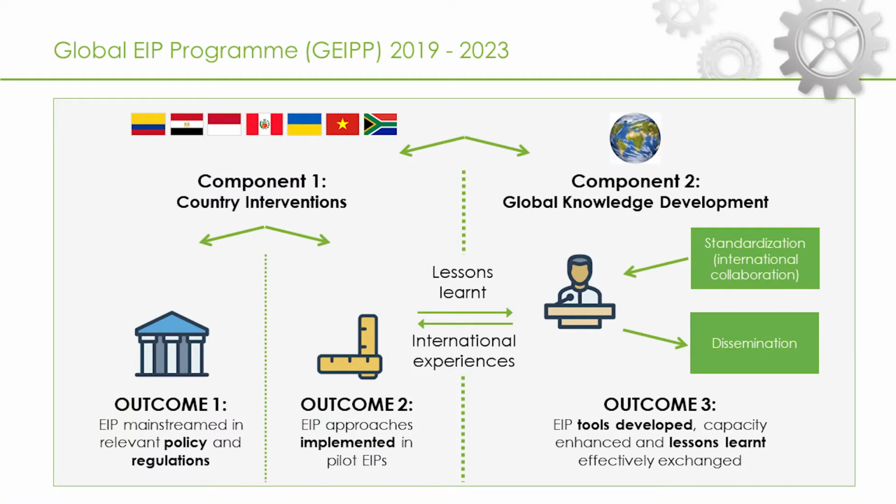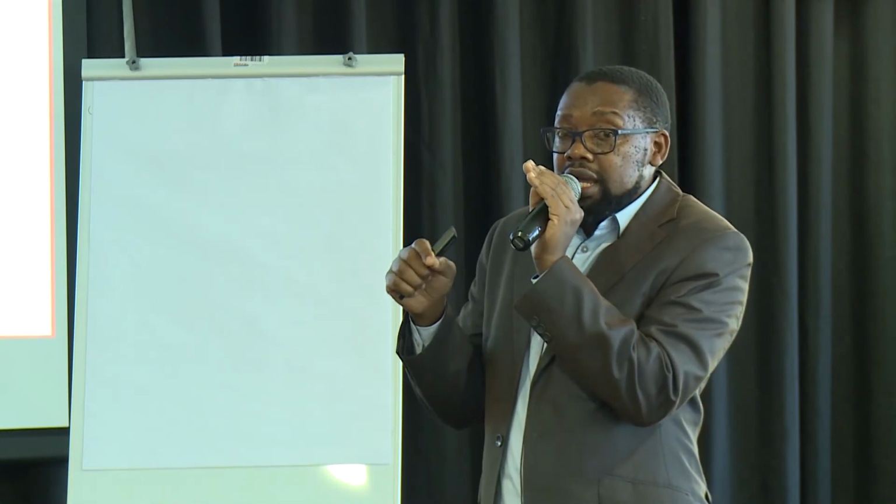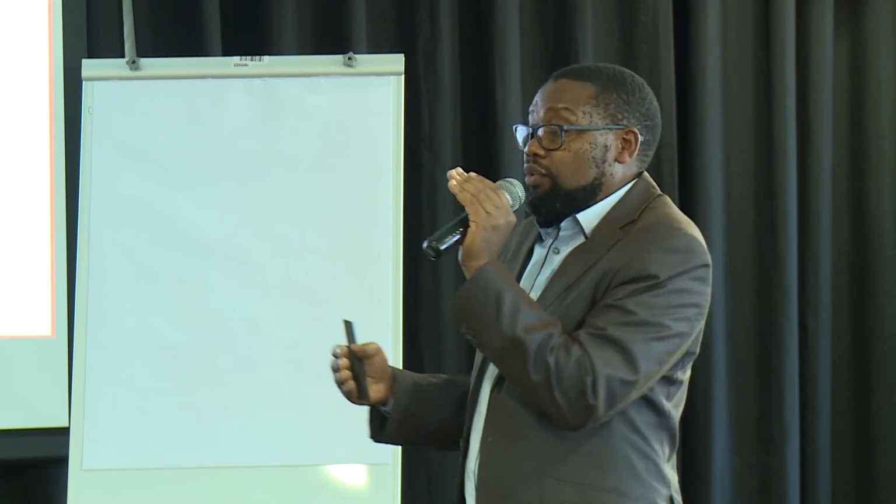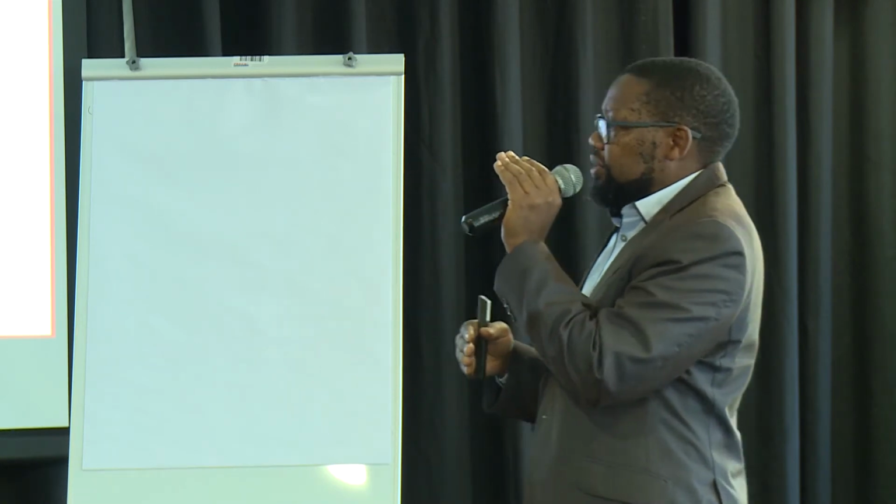Component number 1 looks at country-level intervention, and it has 2 outcomes. One is to ensure that EIP approaches are mainstreamed in relevant policies and regulations. And then outcome number 2 is to make sure that EIP approaches are implemented, specifically in pilot industrial parks. And NCPC is also taking that forward, not only looking at pilot industrial parks.